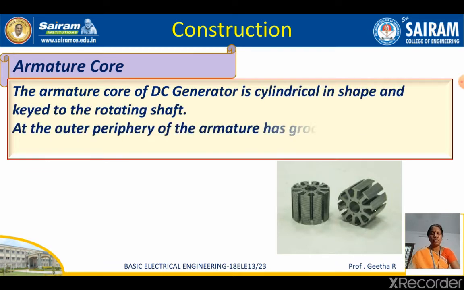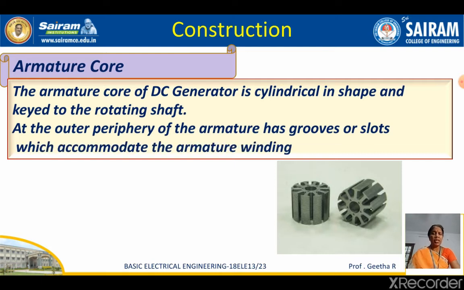Only the core is shown here. The armature core of a DC generator is cylindrical in shape and keyed to the rotating shaft, that is, placed over the rotating shaft. At the outer periphery of the armature, you can see grooves or slots where the conductors or the winding can be placed, which accommodates the armature winding.